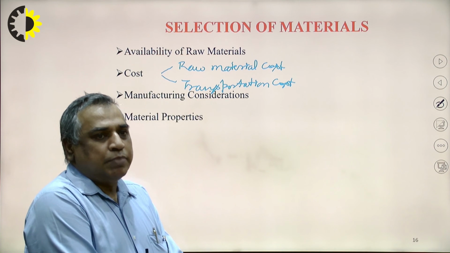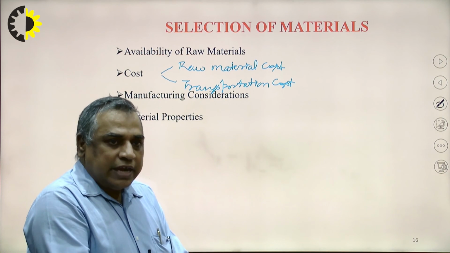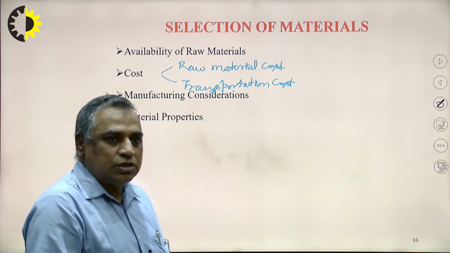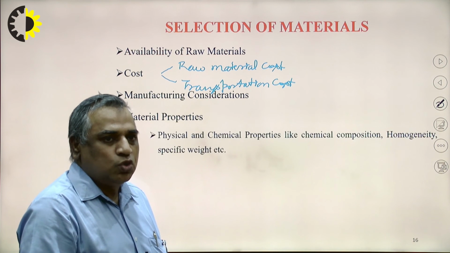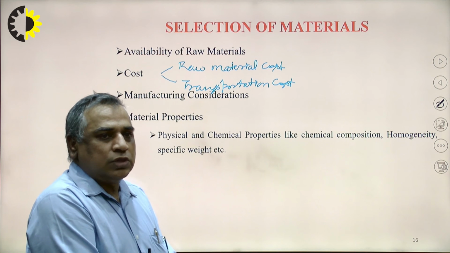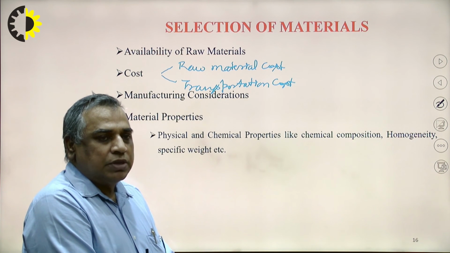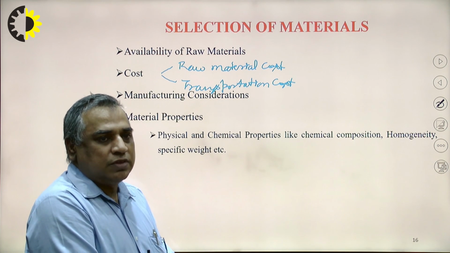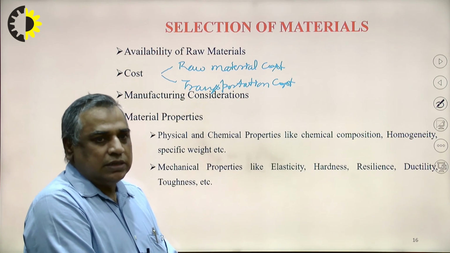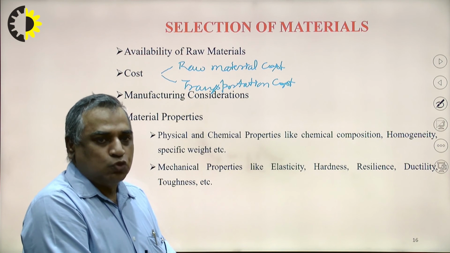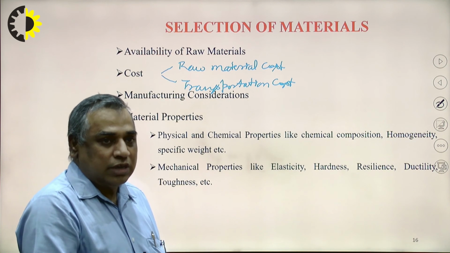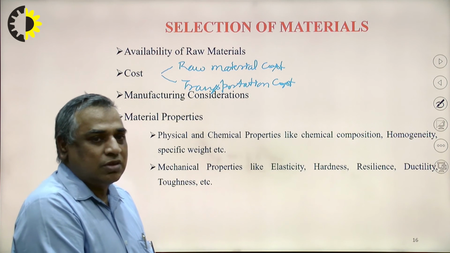Then material properties are required. Homogeneous in construction, chemical and physical properties we need to refer to before selection of material, and these properties must fulfill the requirement of our design. Mechanical properties like elasticity, hardness. If we are designing some tool, then the tool must be harder than the job, then only it can cut, or it can process, it can machine.